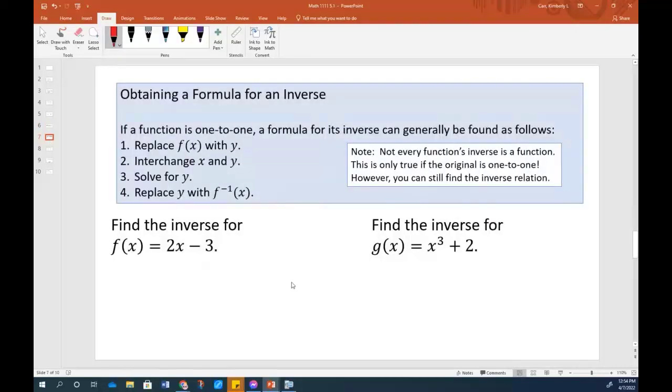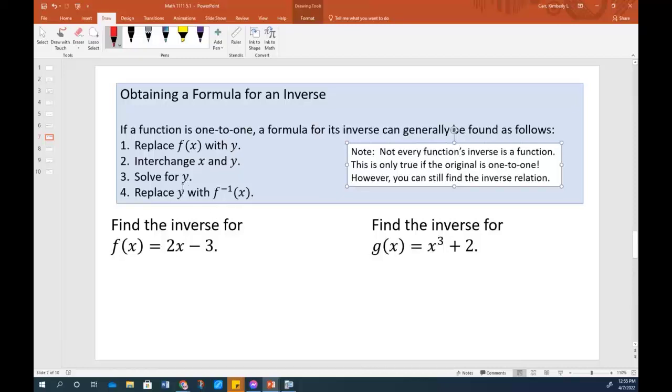Let's look at formulas for an inverse. If a function's 1 to 1 and you want to find the inverse, this is what we're going to do. Now remember, if a function's 1 to 1, its inverse is a function. Not every function's inverse is a function. That's only true if the original is 1 to 1. So we've just got to make sure if it's 1 to 1, then the inverse is a function. If it's not 1 to 1, the inverse is not a function, so you wouldn't do this last part.